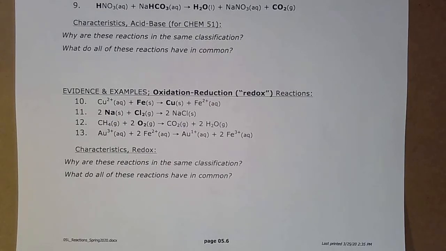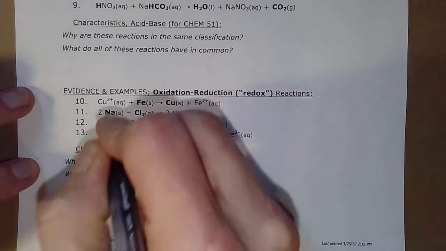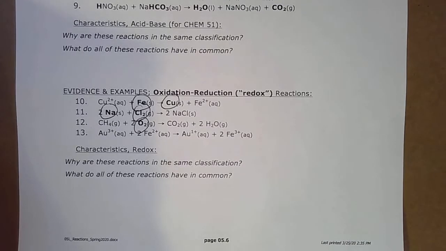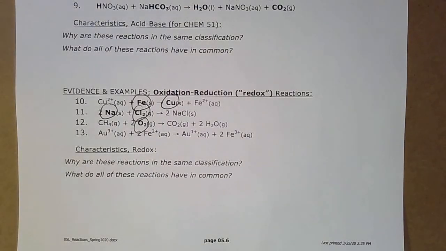So what I want to do is review pages 5.6 and 5.7, basically reviewing how we identify different types of reactions. So I'm starting at the bottom of page 5.6. And what we said was, when we were looking at reactions 10, 11, and 12, we said, well, that's weird. There's elements alone. That's our hint about recognizing these as redox or oxidation reduction reactions. So that was our first hint.